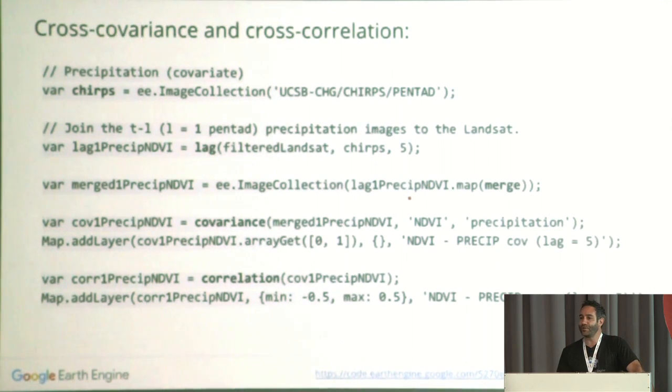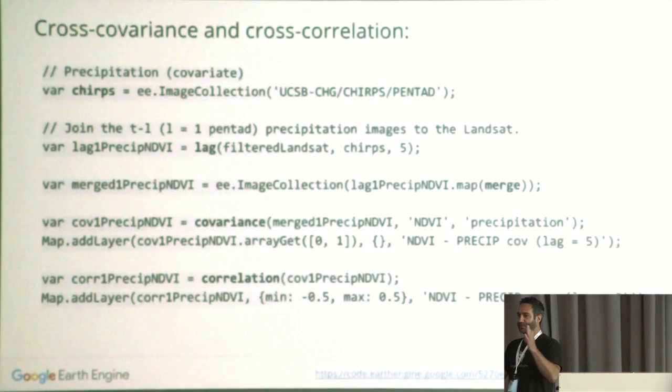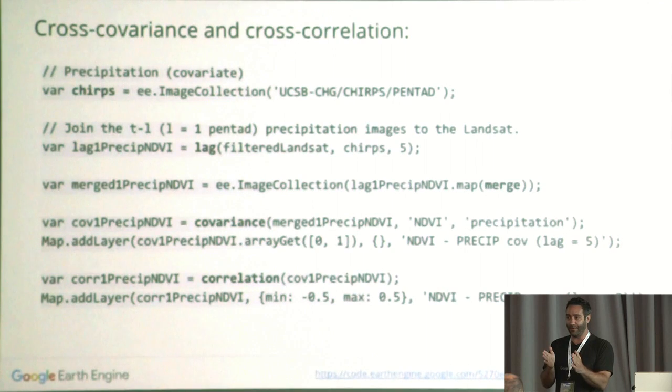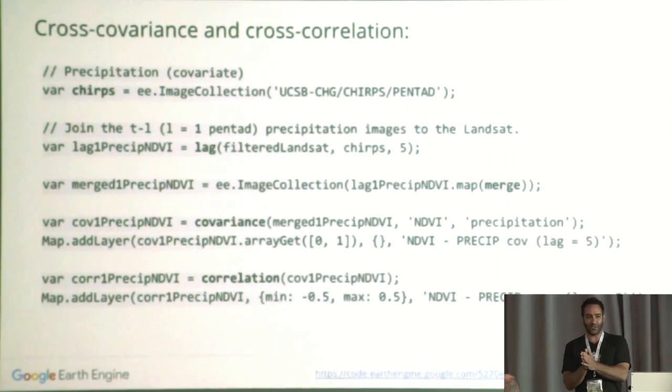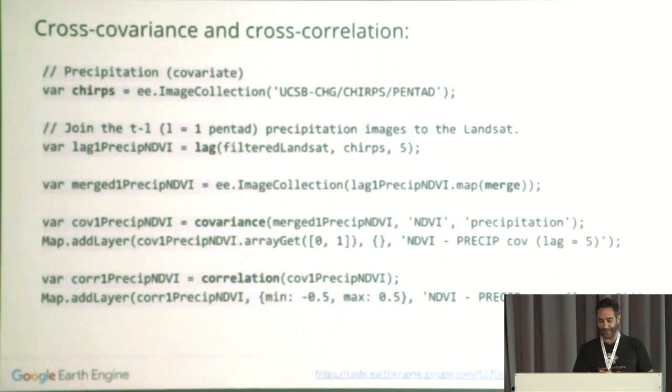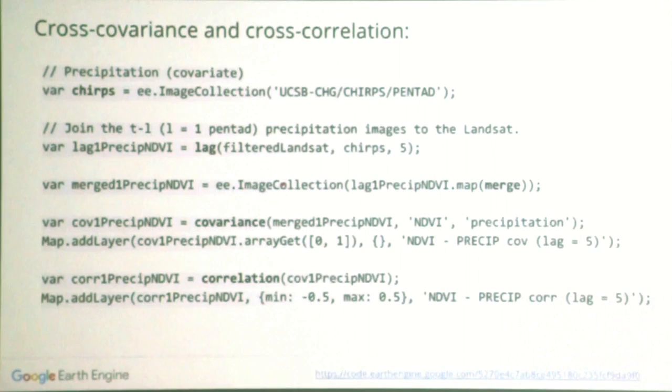And now we want to merge the bands. We don't want each Landsat image to store a list of the previous precipitation images. We want each Landsat image to have a band that represents precipitation at time t minus L, or t minus 5 days in this case. So we merge the bands together, and we operate the covariance function on it, and we operate the correlation function on it. And that's it. Now we can display the results.